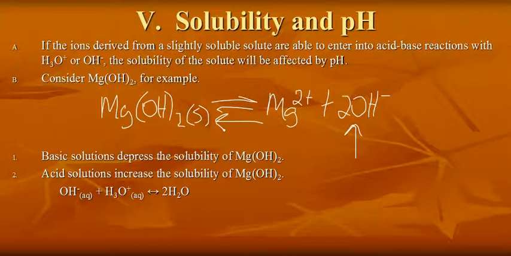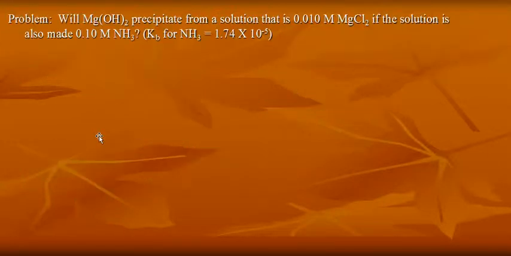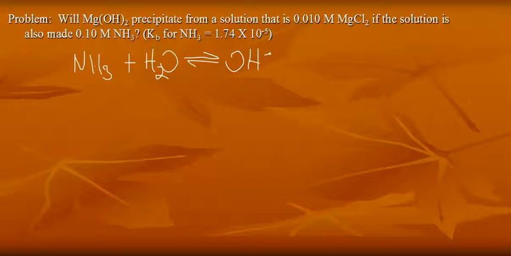Acidic solutions would increase the solubility, would do exactly the opposite. You would get more ions if you have this solid in an acidic solution. So let's look at an example with magnesium hydroxide. Will magnesium hydroxide precipitate from a solution that contains the salt magnesium chloride, and it's also made with NH3? Well, NH3 is a weak base. So NH3 will produce hydroxide ions in solution, according to this equation right here.